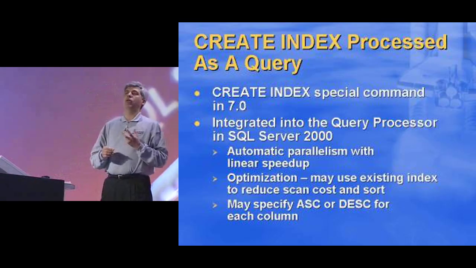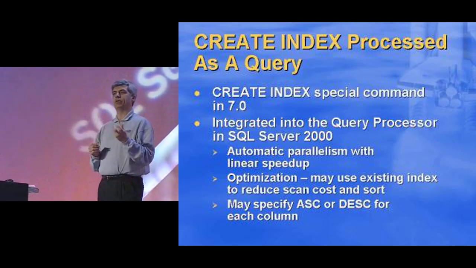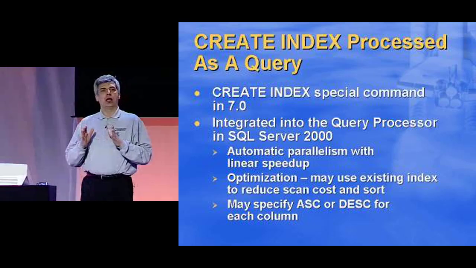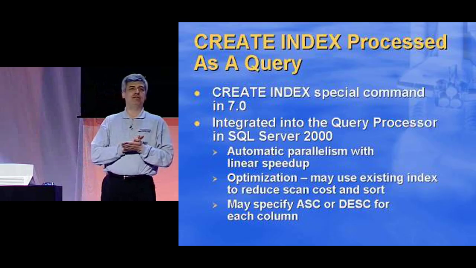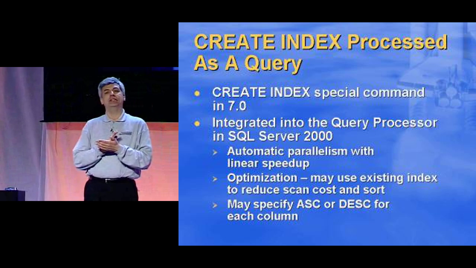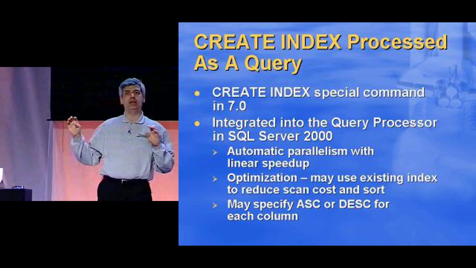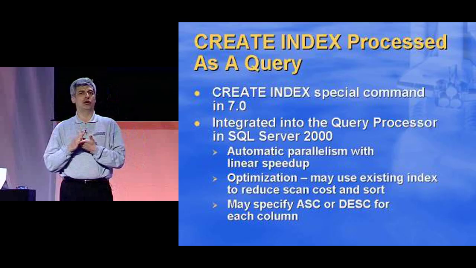So the first of the improvements in general, comparing SQL Server 7.0 to SQL Server 2000, is that in SQL Server 7.0, create index is a special command, and the plan for create index in 7.0 is hardwired. What does it mean? You have a create index statement, we perform table scan, perform sort, and build the index.